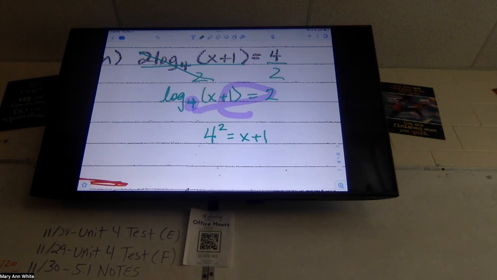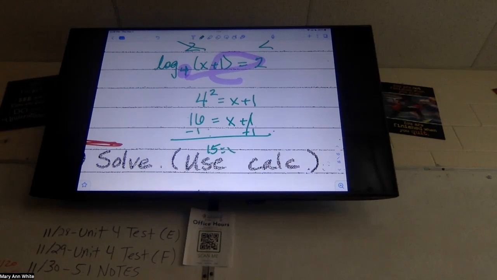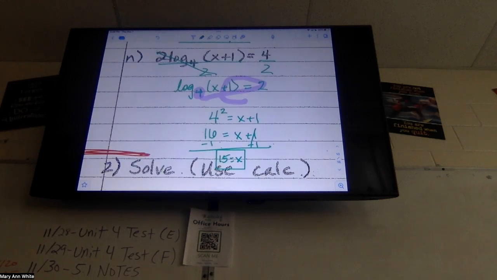All right, 4 squared equals x plus 1. What is 4 squared? How do we get x by itself? Minus 1. 15 equals x. We doing okay? So I just divided everything by 2 and then I log rolled and solved like normal.